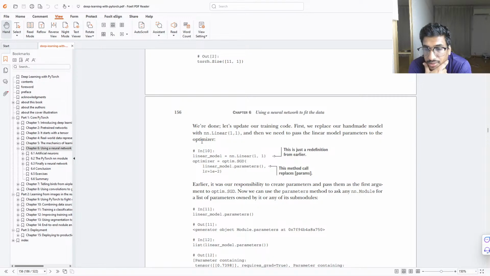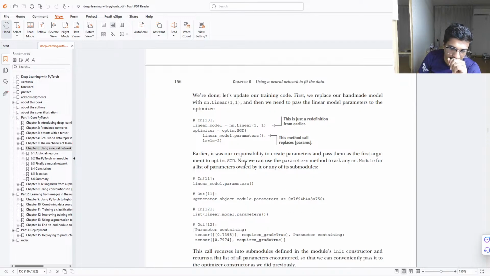We are done. Let's update our training code. First we replace our handmade model with nn.Linear(1, 1), and then we need to pass the linear model parameters to the optimizer. Linear model is equal to nn.Linear(1, 1), optimizer is equal to optim.SGD, linear_model.parameters. OK, so we have linear model equal to nn.Linear, and in the optimizer, torch.optim's SGD, which is stochastic gradient descent, we pass linear_model.parameters, and give the learning rate equal to 1e-2.